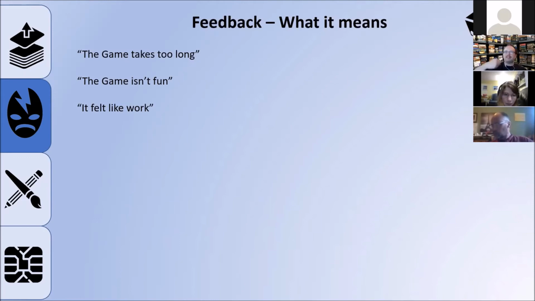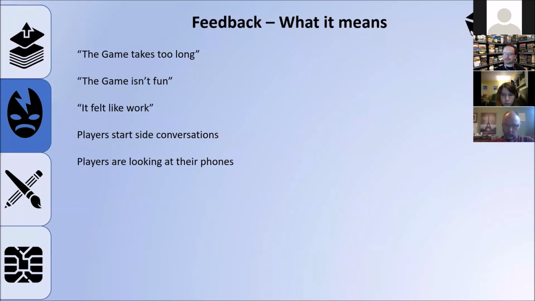So what does it mean when they're saying it feels like work? You see that a couple of the people playing the game aren't even focusing on it. They're having their own side conversation that has nothing to do with the game. That itself is actually feedback. They're telling you something with that. Players looking at their phones constantly, picking up their phones, doing something, responding. Again, not engaged in the playtest. This is feedback.